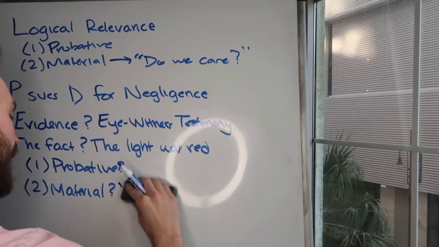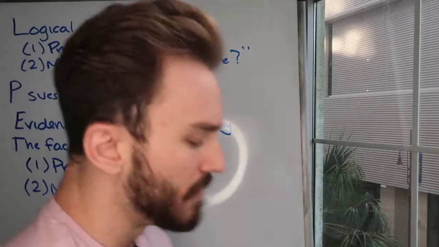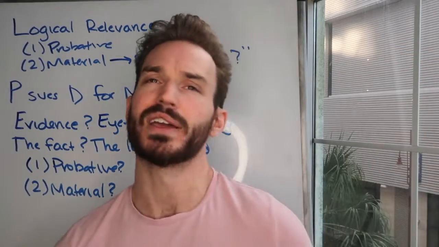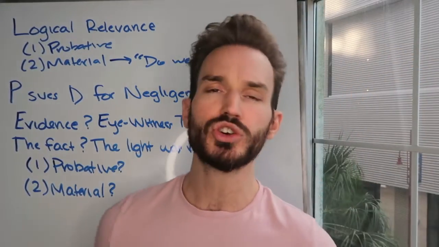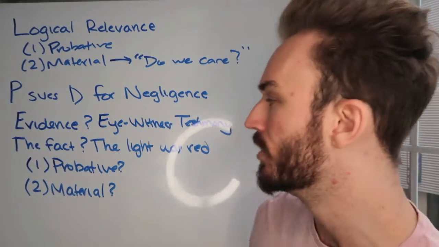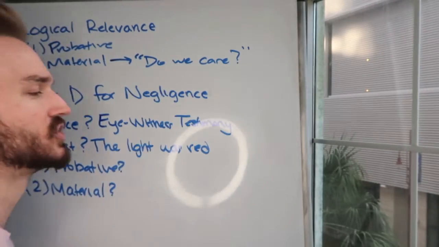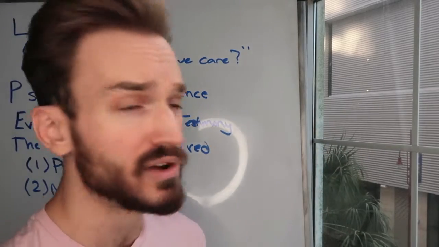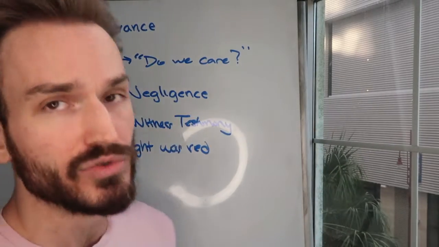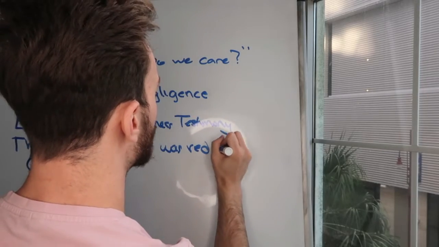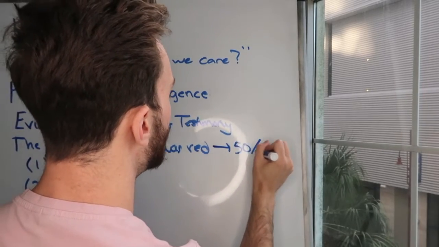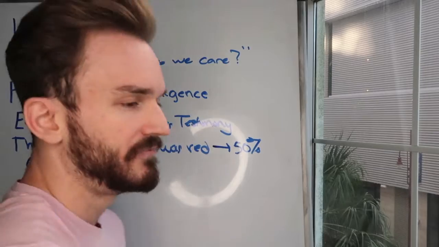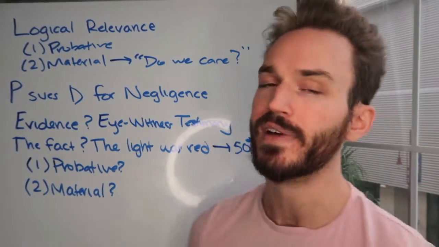Now, let's say that instead of saying, I'm pretty sure, or I think, or I can't be certain, the witness, asked by the plaintiff's attorney, was the light red? says, I don't know, I'm 50% sure. I'm 50-50 that the light was red. Well, does that have probative value?